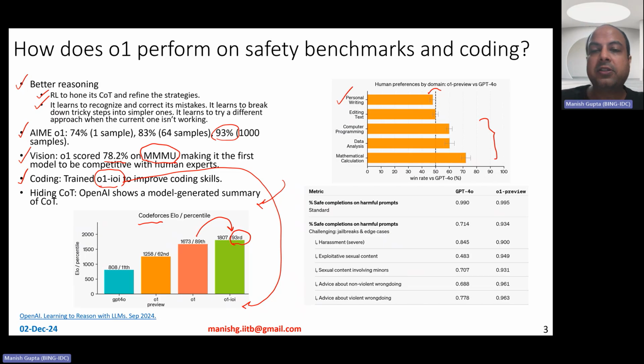Right? They also did some safety evaluations. So for example, the standard evaluation of finding the percentage of safe completions on harmful prompts. I find GPT-4o and O1 preview almost comparable. Yeah, O1 preview is slightly better on many of them, so the idea is that O1 preview is better or equivalent compared to GPT-4o on various safety benchmarks.